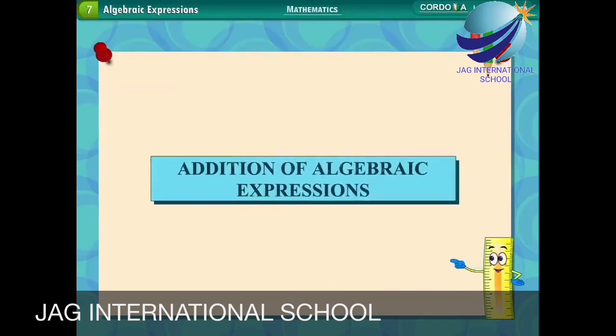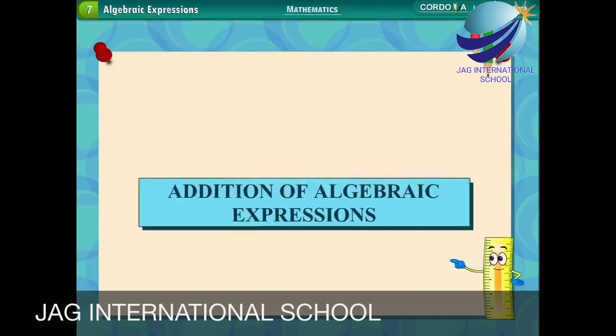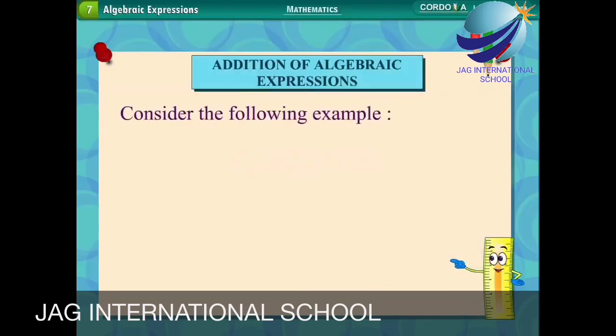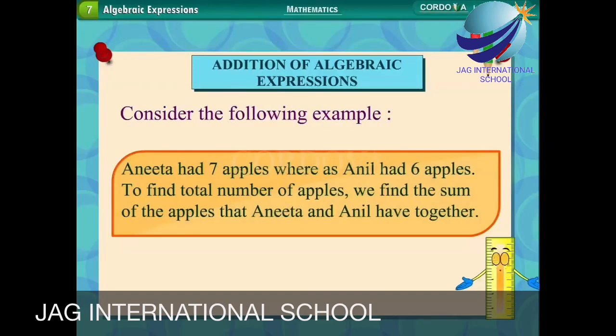Addition of algebraic expressions. Consider the following example. Anita had 7 apples, whereas Anil had 6 apples. To find total number of apples, we find the sum of the apples that Anita and Anil have together.